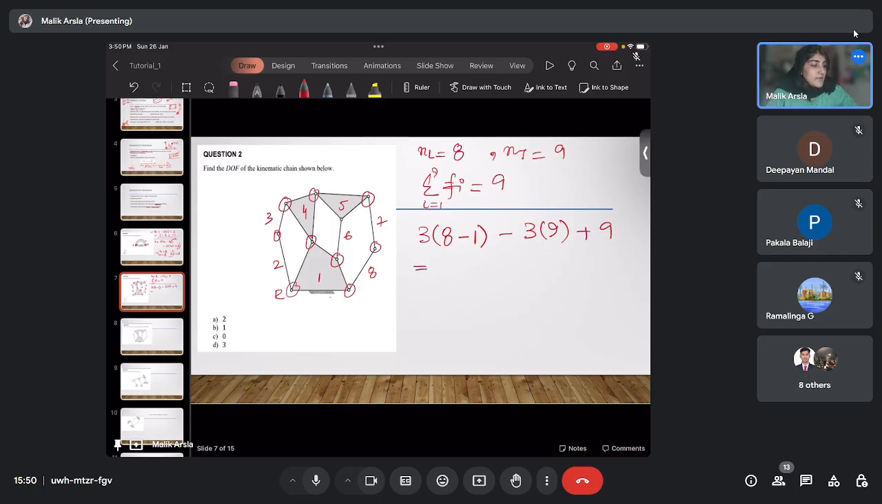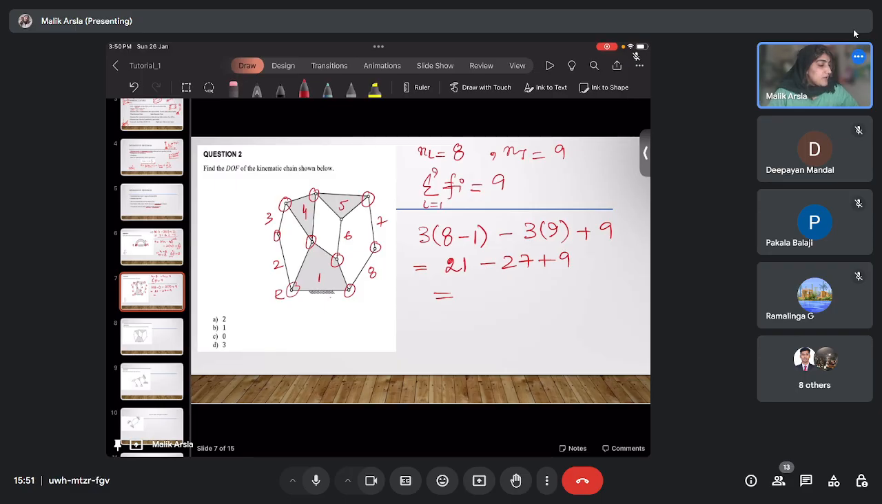So it will be 21 minus 27 plus 9. Is it correct? I guess I made some mistake here. There will be 10 joints, right? Number of joints 10, ma'am. Yes, the number of joints will be 10.